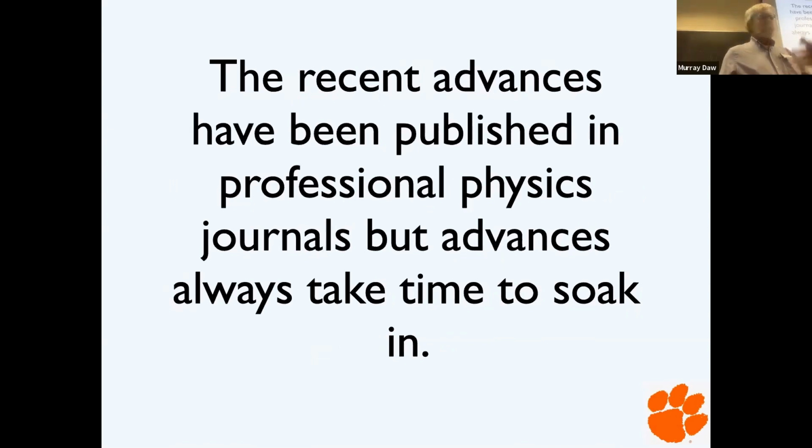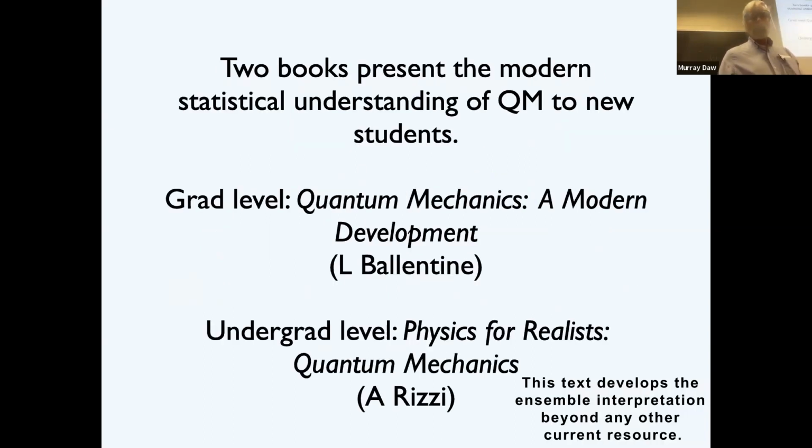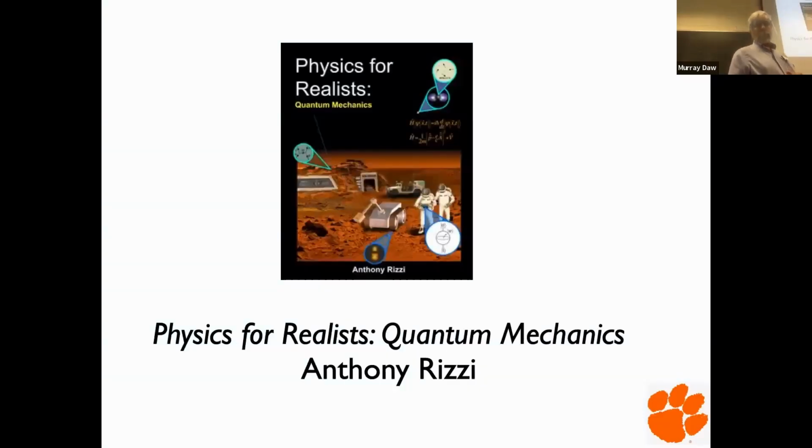And later in the class, I may talk to you some about the articles that have been published in the professional journals. But these advances take time to soak in, and so they're not in the textbooks for the most part. There's two books that have this proper understanding of quantum mechanics. One is a book at the graduate level by Leslie Valentine. The other one is the book that we're going to use in this class. It's the third volume of the series called Physics for Realists, Physics for Realists: Quantum Mechanics. And that's what I'll use in this class. So this is the textbook.